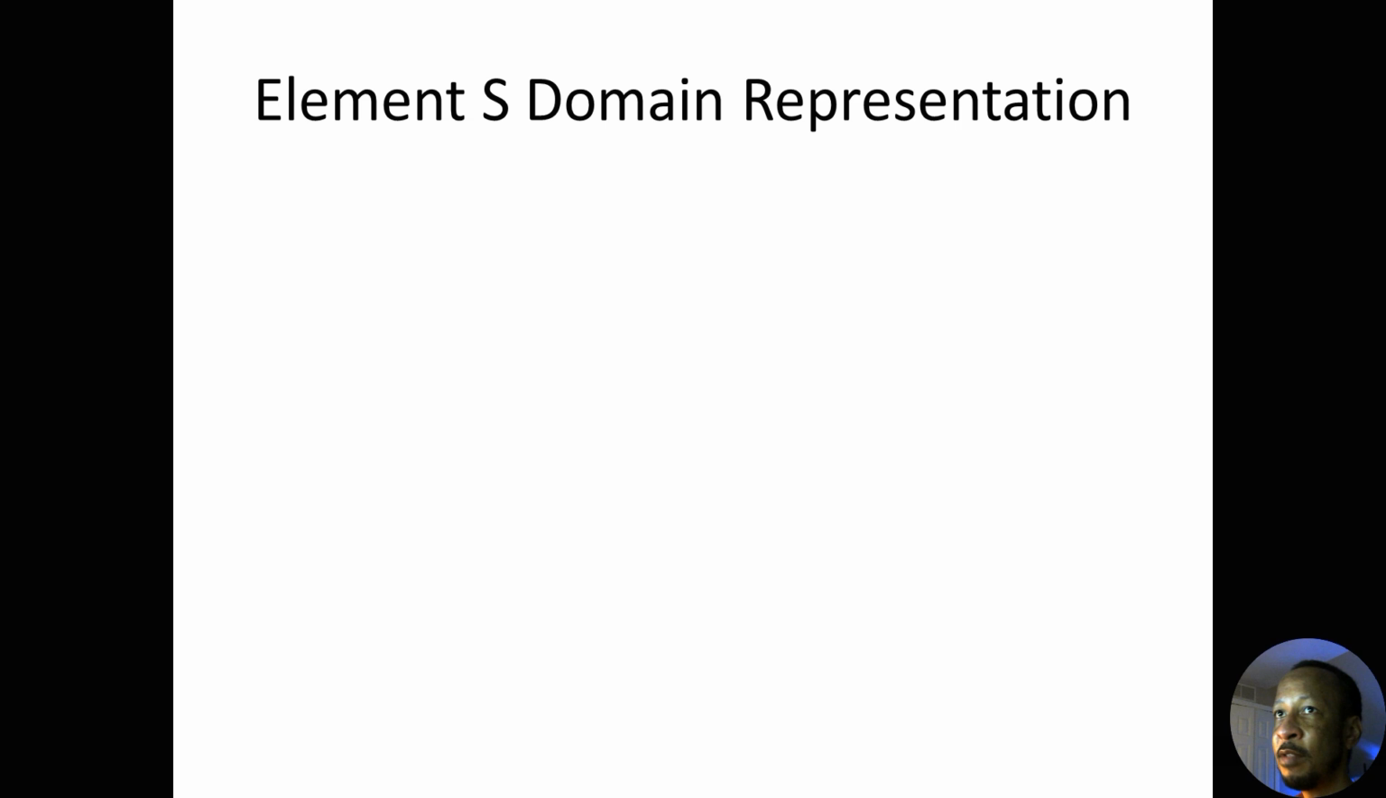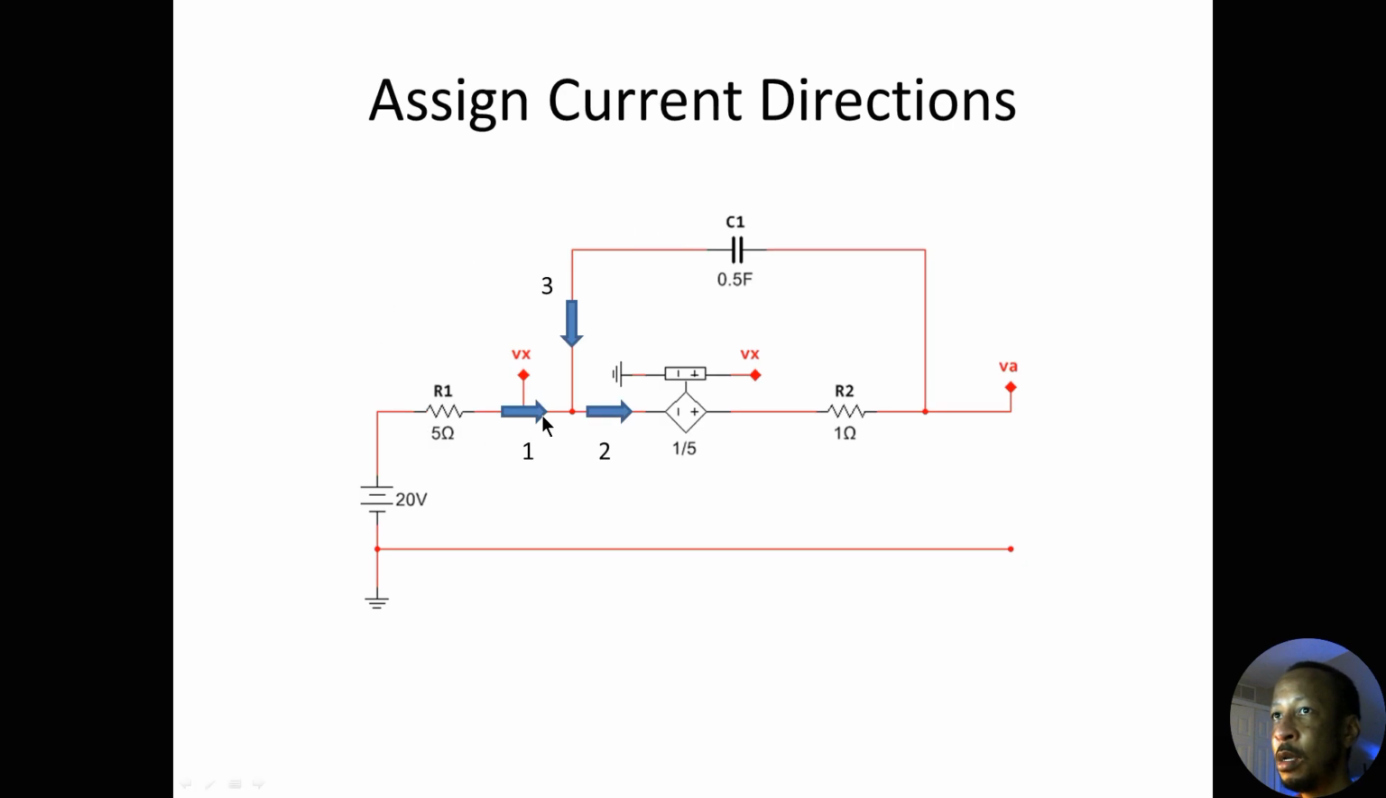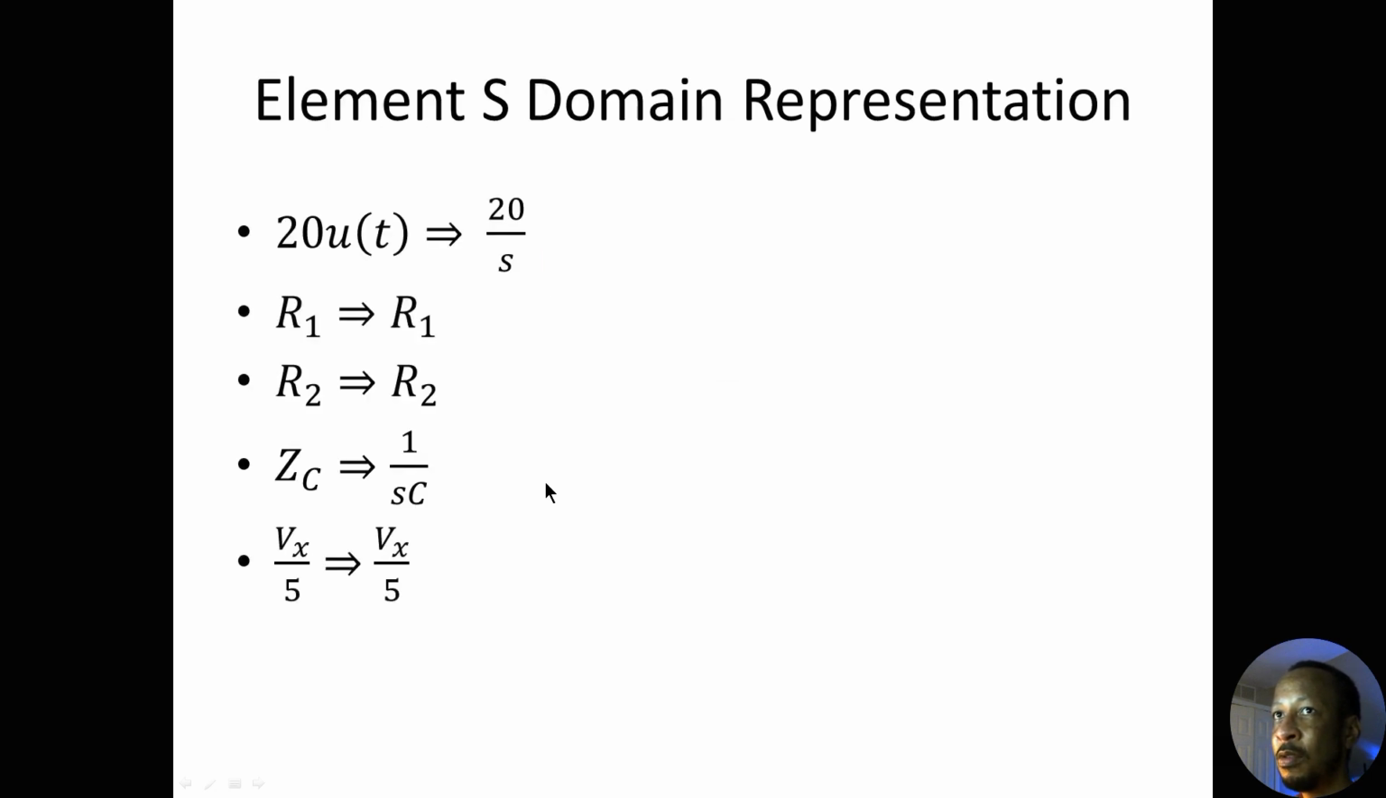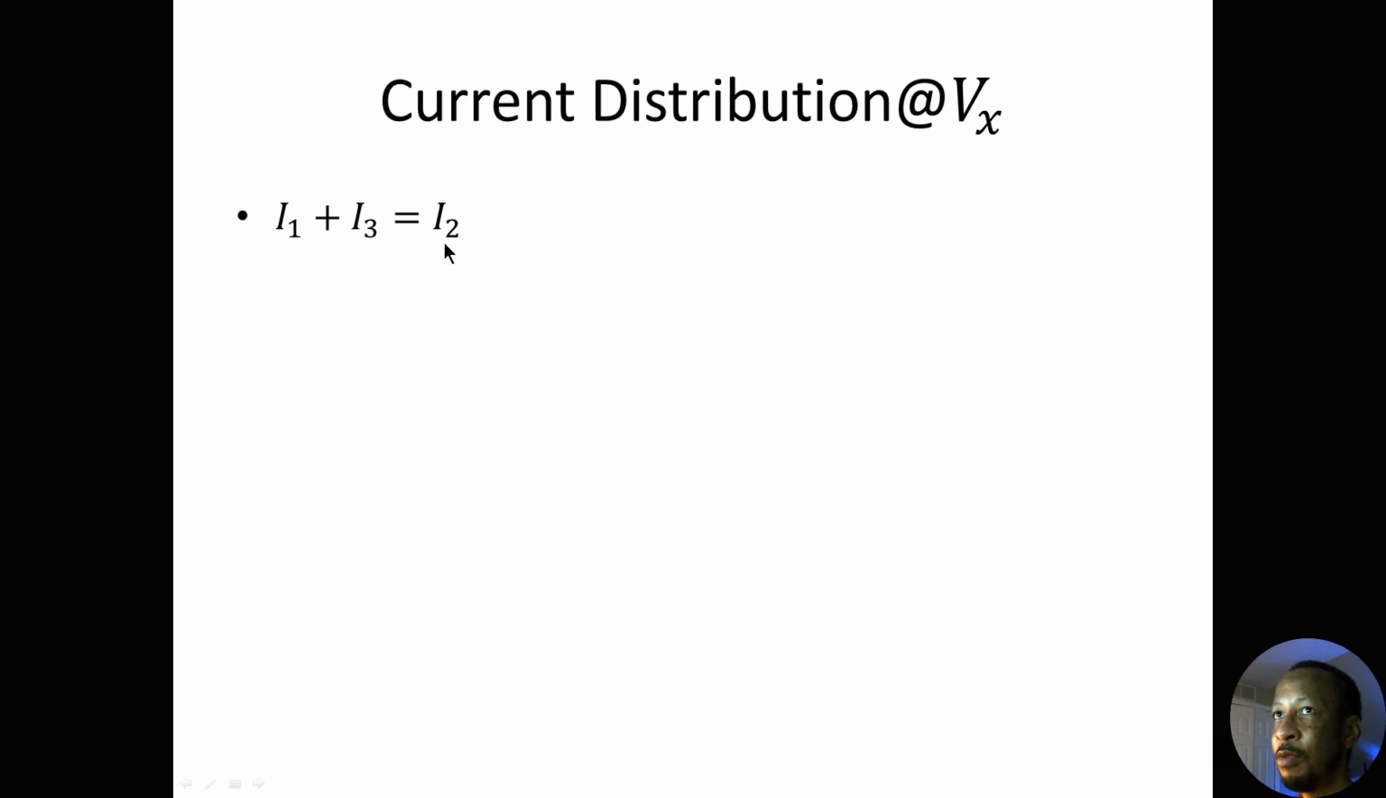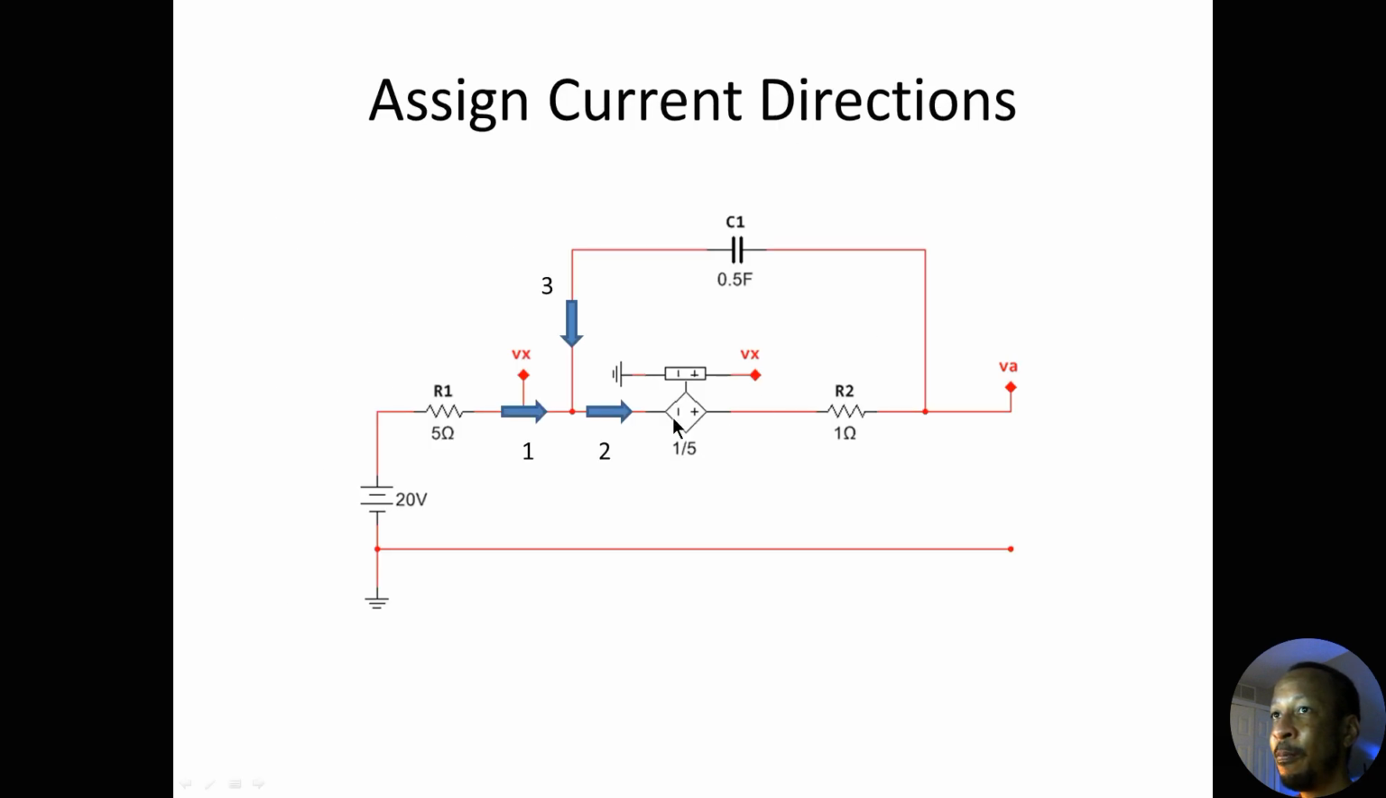Okay, so current distribution at Vx. According to the convention that I just arbitrarily made that I need to stick with, I have I1 plus I3 equals I2. Let's go back to the schematic. I1 plus I3 equals I2. That's how I come up with that. Then you'll note that you just go through this systematically, and you'll note that in the schematic, I3 happens to be equal to I2 based on the schematic itself. How is that so? Well, just look at it.